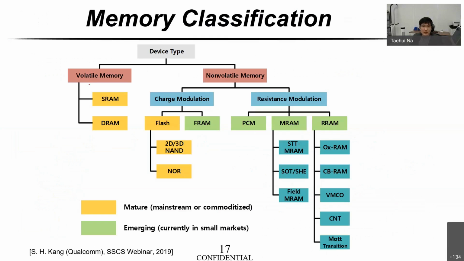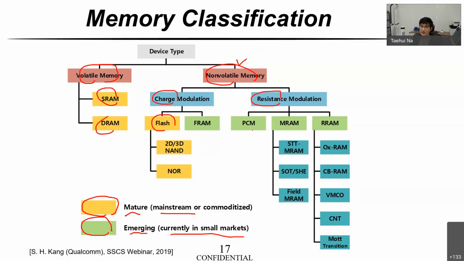Okay, now let's briefly see the memory classification. In case of memory, there are two types, as I mentioned before, the volatile and non-volatile, right? You can easily think that the yellow box is the mature, mainstream memory devices. And the green box is the emerging devices currently in the small market. So the mainstream devices are SRAM, DRAM, and flash, as I explained before. And in case of non-volatile memory, there are two types, charge-based and resistance-based. In case of resistance-based, there are phase-change memory, magneto-resistive random access memory, and resistive random access memory.